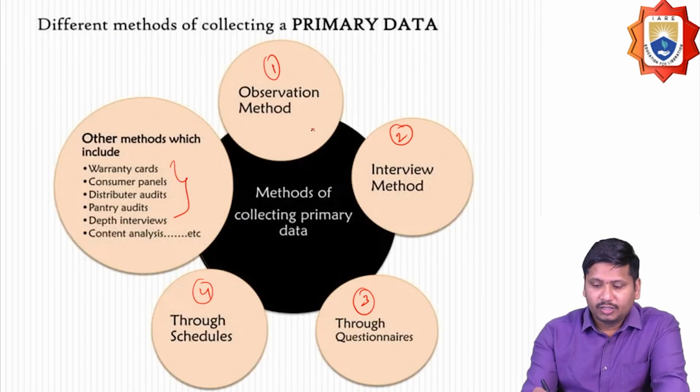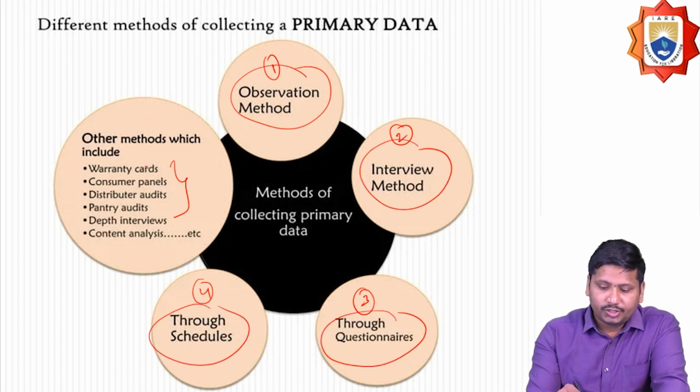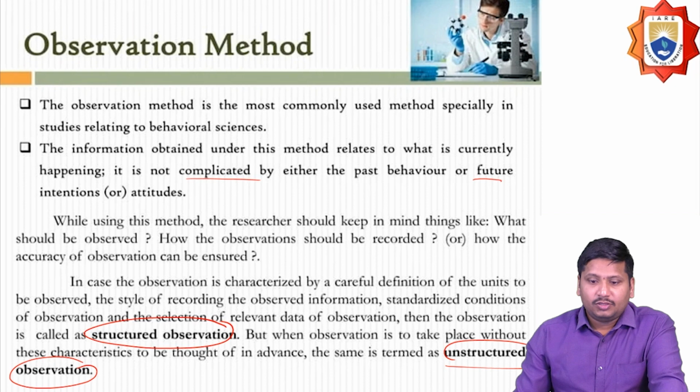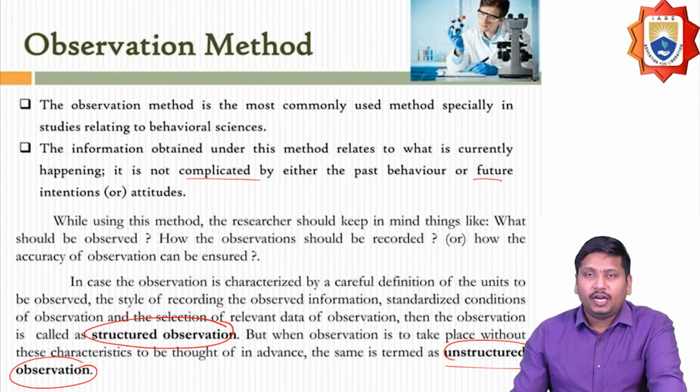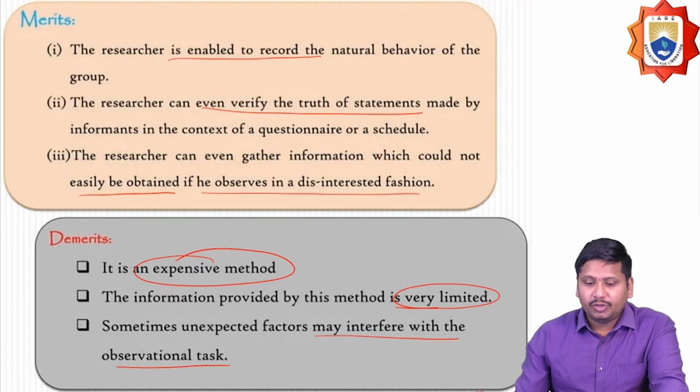These are the various methods that are available: observation method, interview method, and questionnaire method through schedules, and there are some other methods available for collecting primary data. The observation method is where we extract the data directly through observation, and this observation can be of different types, structured and unstructured. The merits are that the researcher can record natural behavior and even verify the truth of statements. When it comes to demerits, it is expensive, very limited, and may interfere with other observational tasks.